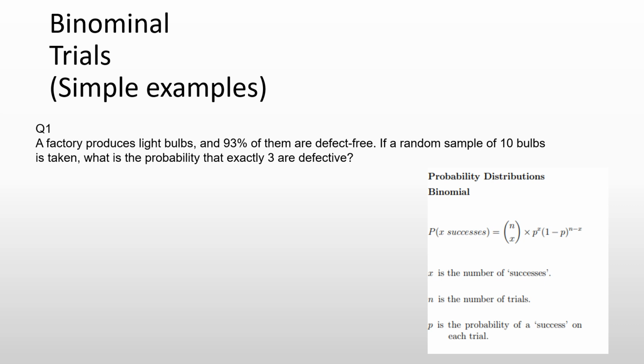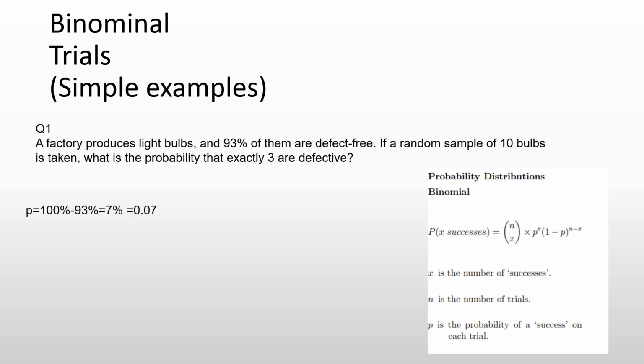I say success in quotation marks because in this case, our success is actually finding defective bulbs. So in our case, the probability of being defective is actually not 93%. 93% is the probability of being okay, or defect free. The chance of being defective, because it's a binomial trial, is just 1 minus the probability of being defect free. So if I know 93% are good, that means 7% are bad, right? There's no in between. That's a binomial trial. There's no other option like maybe. It's either fail or success, defect or defect free.